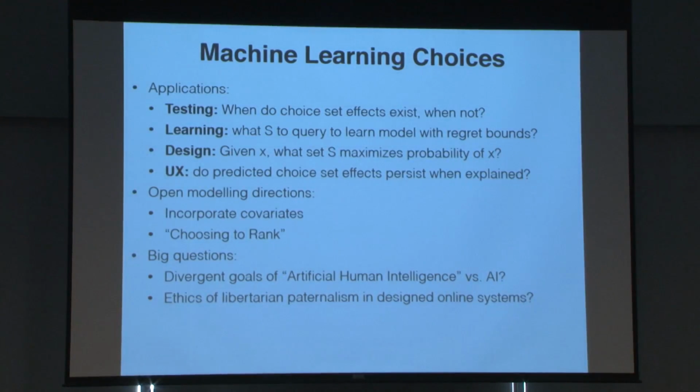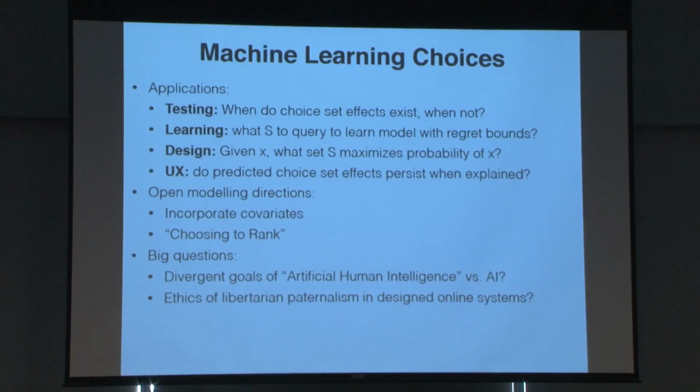But the big picture I want you to take away is that we talk about all these designed online systems and social systems, and there's a slew of questions on the horizon that I find really interesting. There's testing: do choice set effects exist, and if so, which ones? I don't know anything about learning bounds and theory questions for this model. There's also a design question: given x, what set S should you show to maximize x? Now that we have a way of learning these models, how do you do that?